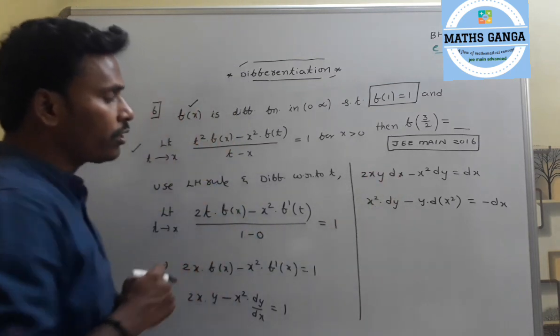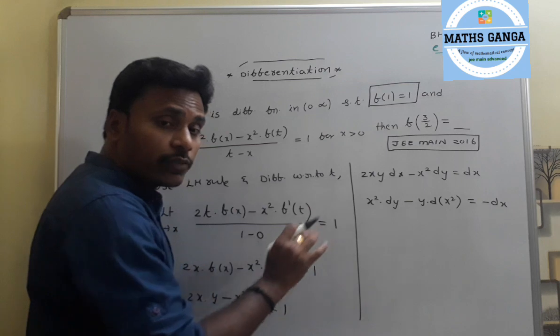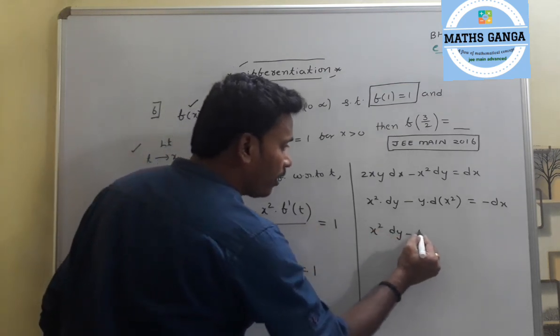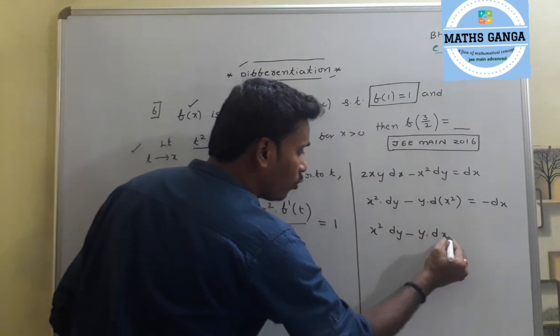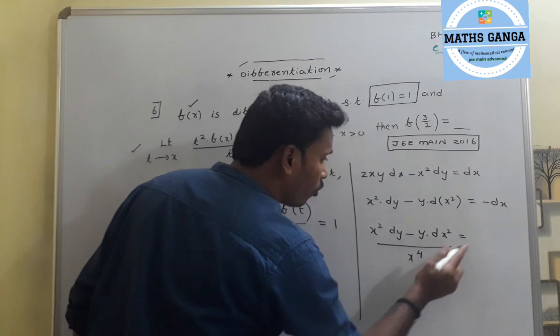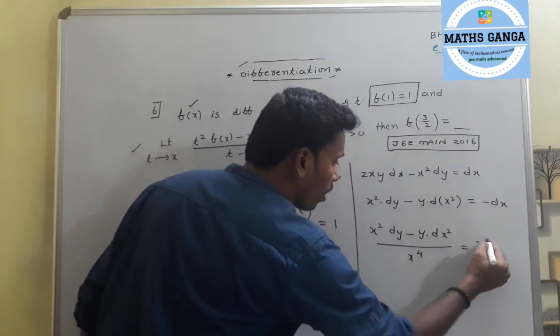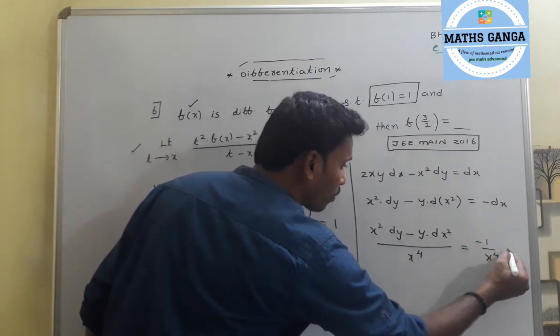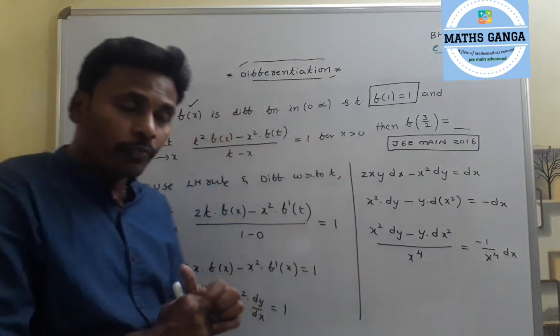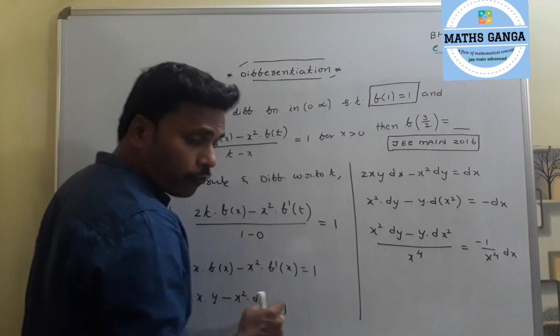Now what I am going to do is divide both sides by x power 4. Have a look: x square into dy minus y into the derivative of x square, divided by x power 4, is equal to minus 1 by x power 4 dx. Just divide both sides by x power 4. Why am I dividing by x power 4?